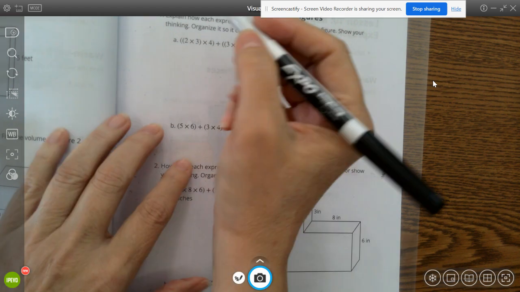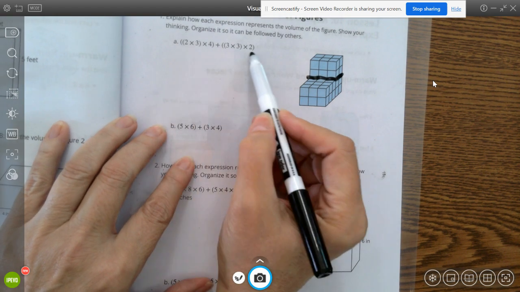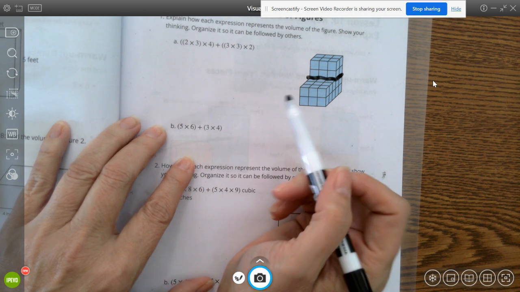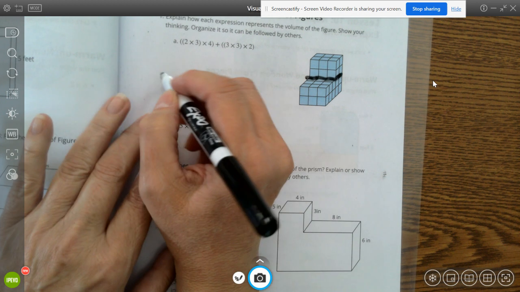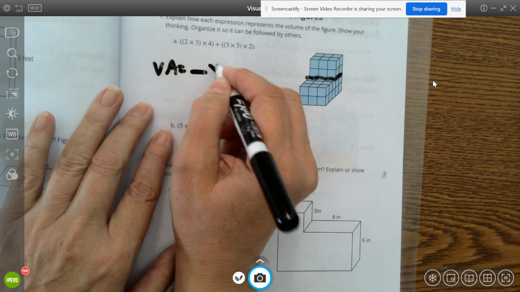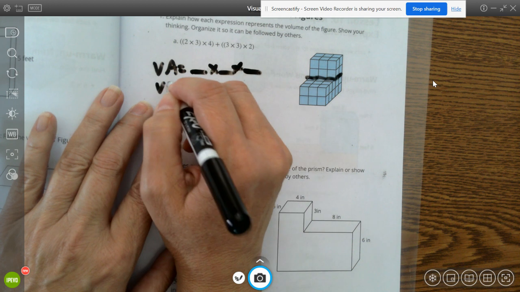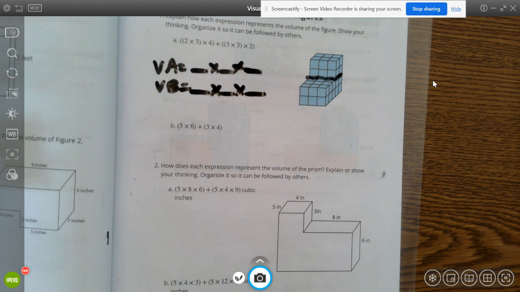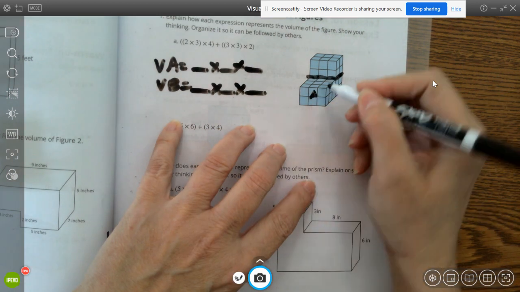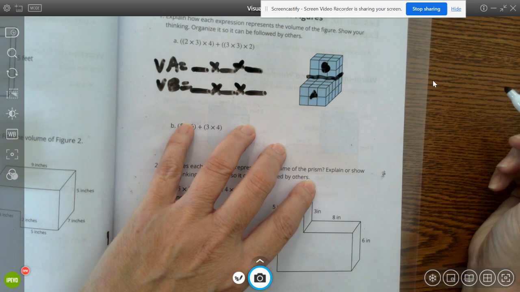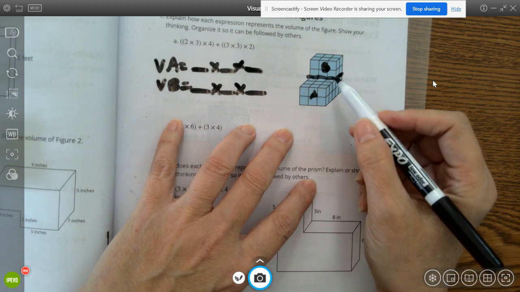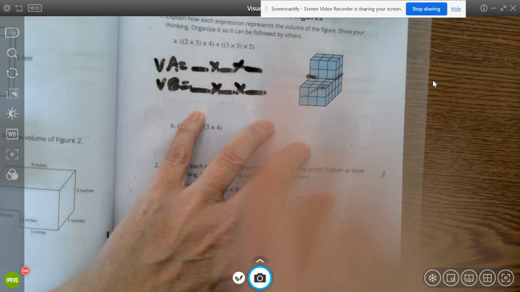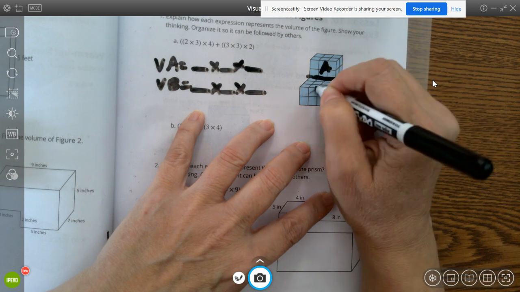Okay, I want you to look at this right here. It's a bunch of numbers. This is the expression for this problem, and I'm going to show you how they got that. Would you please write down volume of A equals blank times blank times blank, and volume of B equals blank times blank times blank. Okay, let's label this A, and this will be B. First, we're going to, oh, they did it the other way around. Hold on, change it, because I want to do it exactly the same way they just did it. This is going to be A, and this is going to be B.